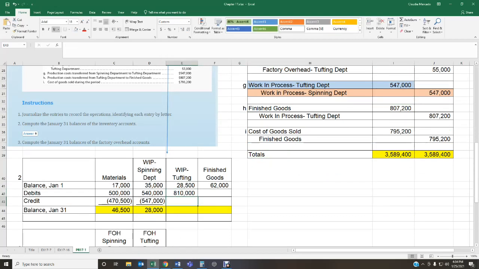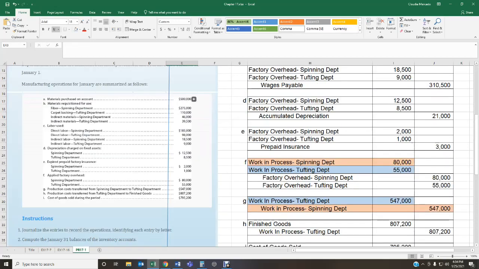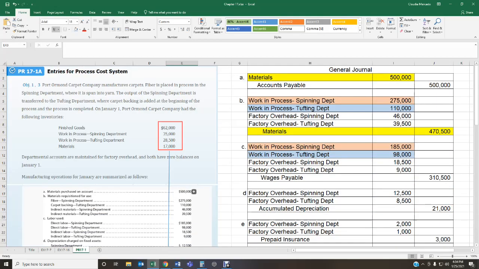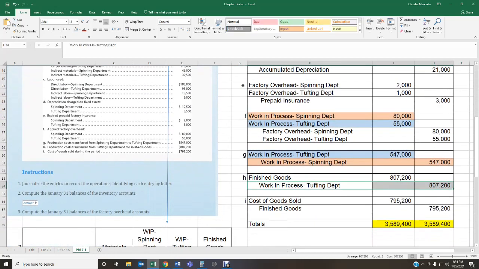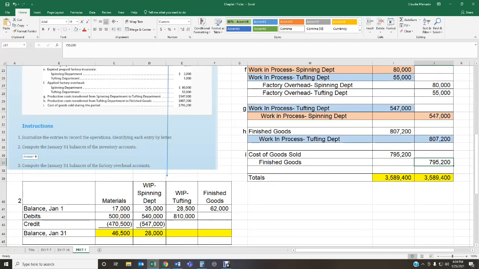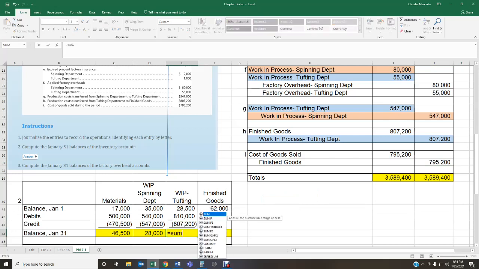Now we're going to look for work in process tufting credits, okay? So work in process tufting credit. Now I've got one right there, and that's 807,200, okay? That's going to be in parentheses. And then we're going to add our total for the column for work in process tufting, okay?